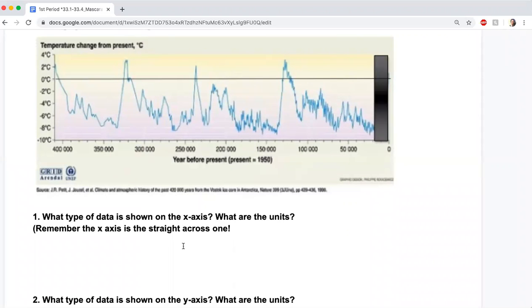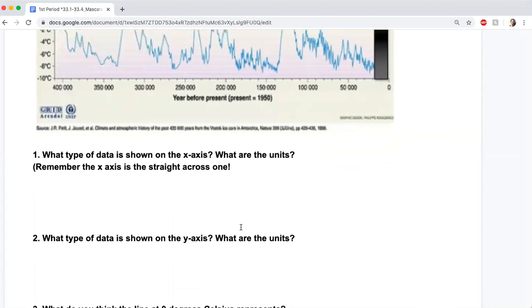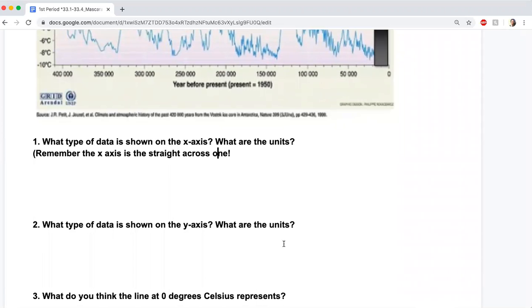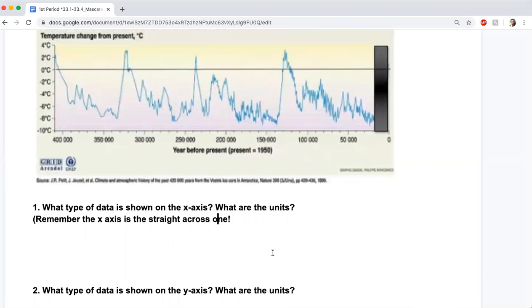So what is that type of data? What were the words I was just describing these as? And then what are the units on the y-axis? So you can see this right here. It's 10 degrees Celsius. Remember, there's two different types of ways to measure temperature. It's either Celsius or Fahrenheit. So what is that type of data that we see here?